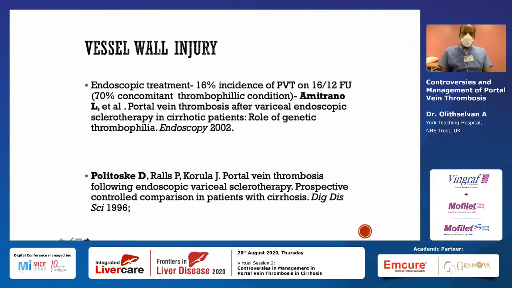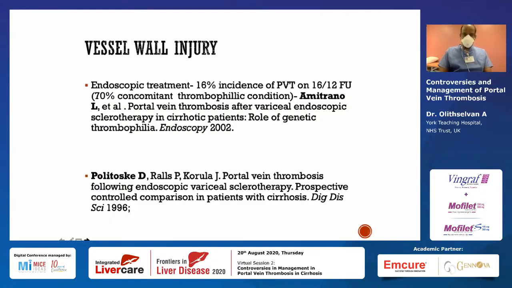If you talk about the other way in which the vessel wall can be injured, that's when you start treating the varices, both by sclerotherapy and banding. If you look at the first study, these patients were followed up after sclerotherapy. The incidence of portal vein thrombosis in the study was about 16%, with a follow-up of 16 months. But if you look at these patients, 70% of them had concomitant thrombophilic conditions. So you don't know whether to attribute this to the thrombophilic condition or to the procedure. The other study did not show any evidence.